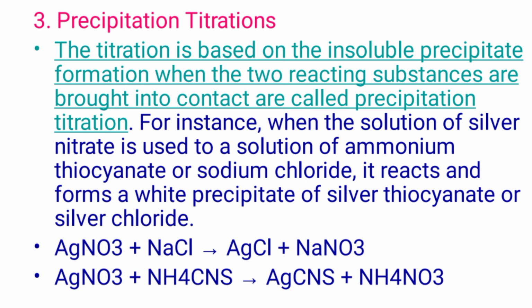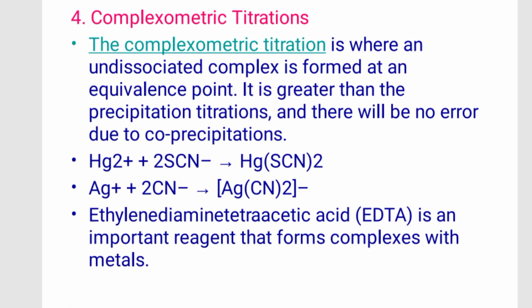AgNO3 plus NaCl is equal to AgCl plus NaNO3, and AgNO3 plus NH4CNS is equal to AgCNS plus NH4NO3. And the last one is complexometric titration.